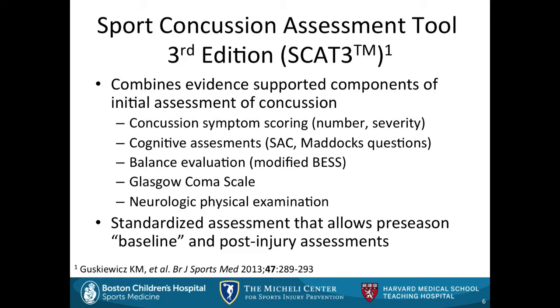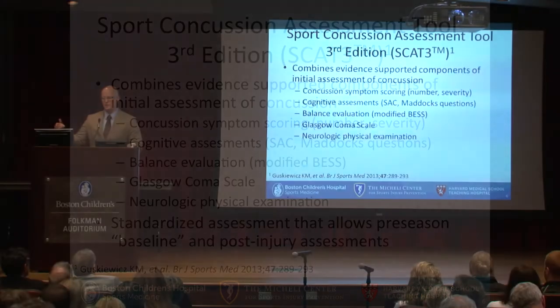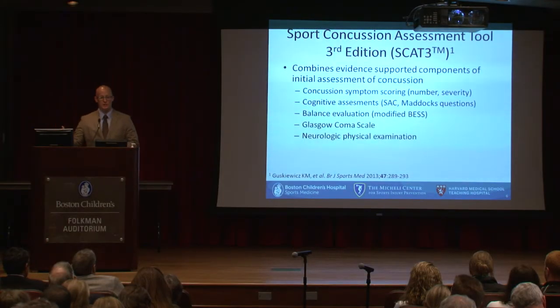So it's not just a matter of, yeah, we think this works, or my experience tells me that these questions work, but true evidence in terms of how reliable these are. And you're really looking at a number of different factors that go into this. There's concussion symptom scoring, the severity scales, the Likert scale of how bad are your symptoms, and we actually look at that in two different ways. How many total symptoms do you have, and what is the severity of your symptoms?